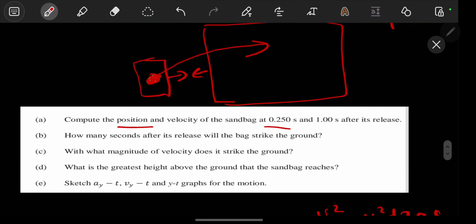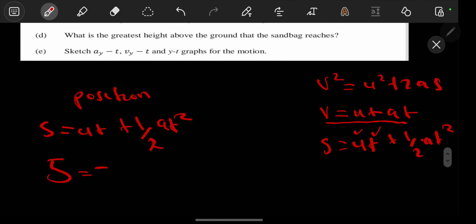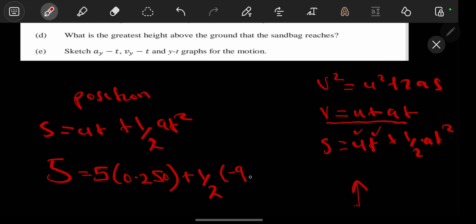The initial velocity is equal to 5, so we are going to say positive 5. Then our time is 0.25. Then we have plus our half. The gravity, since it was just released, does not immediately go down, but it will still continue to move up a bit, meaning our gravity will be negative, since at that moment it's acting downwards. So negative 9.8. Then we have our time, which is 0.25 squared.